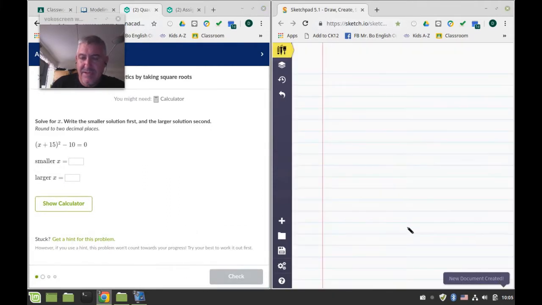Starting to figure out how to do this tablet thing. My first few videos were kind of rough, but now it's okay. So let's read the problem. Solve for z. Write the smaller solution first and the larger solution second. Round to 2 decimal places. This means it's not going to be a pretty number.